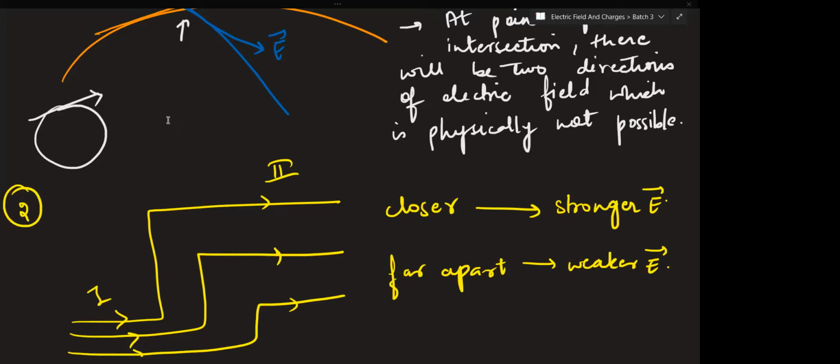Yes, intersection cannot happen. The reason is that if you assume that intersection is happening, then there will be two directions. That is not possible. So it means intersection will not happen. This diagram that I've drawn, this doesn't exist.